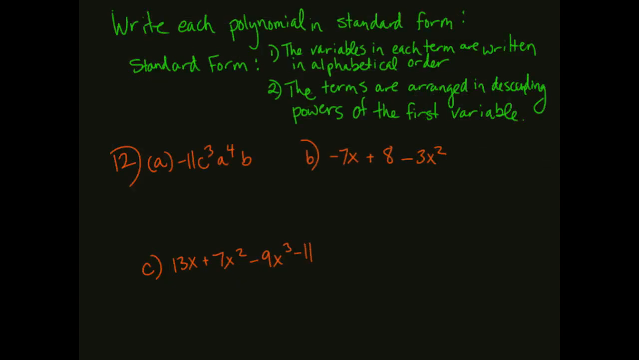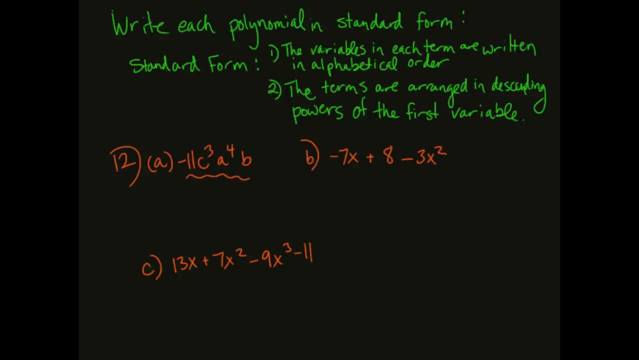Part of your assignment asks you to write each polynomial in standard form. Standard form basically has two requirements. The variables in each term are written in alphabetical order, and the terms are arranged in descending powers of the first variable. So we're going to look at number 12, and this is a monomial.